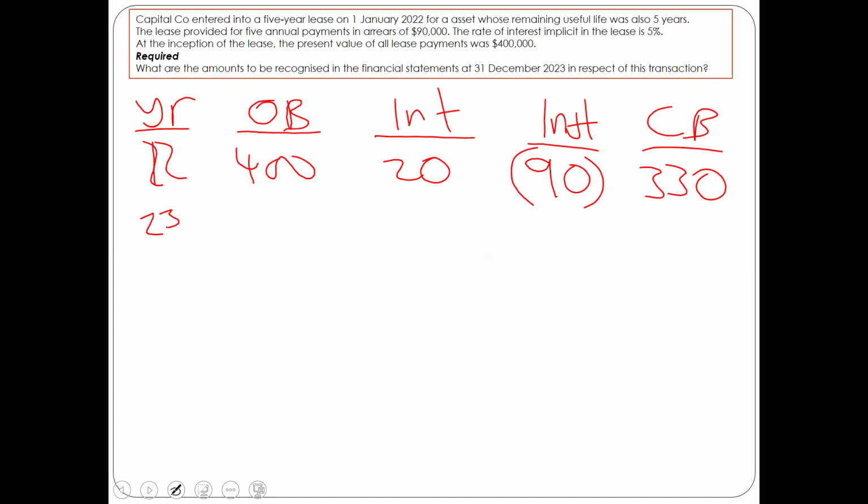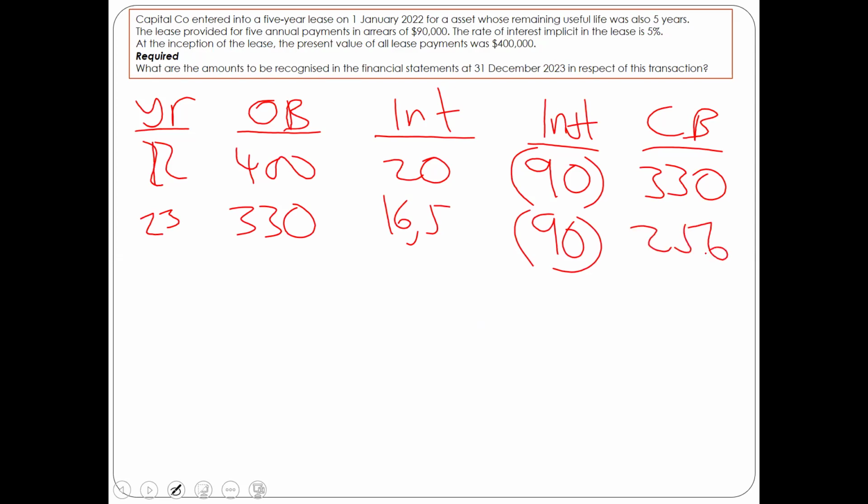At the beginning of 2023, the amount that we owed was 330. The interest is still 5% of that amount that we owed, which then gives us 16.5. We are still paying 90 each year, which means the balance that remains at the end of the year becomes 256.